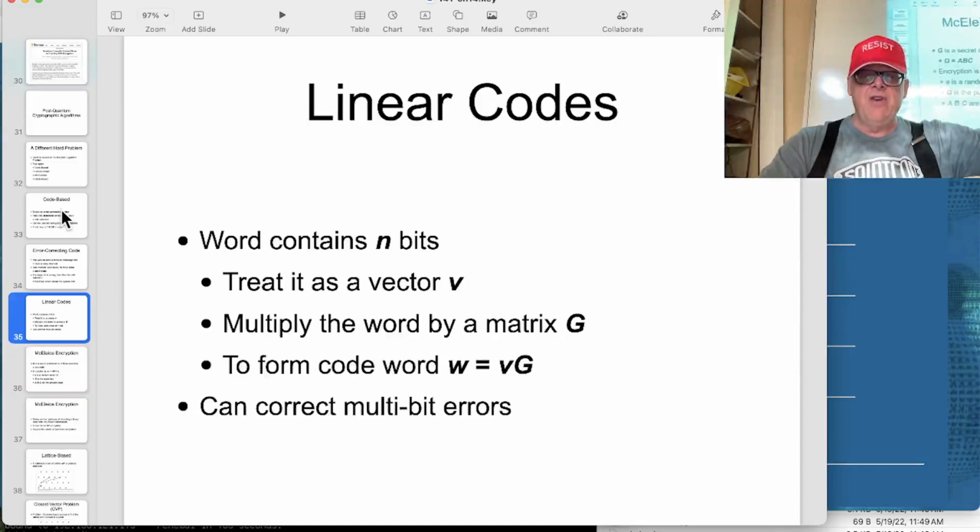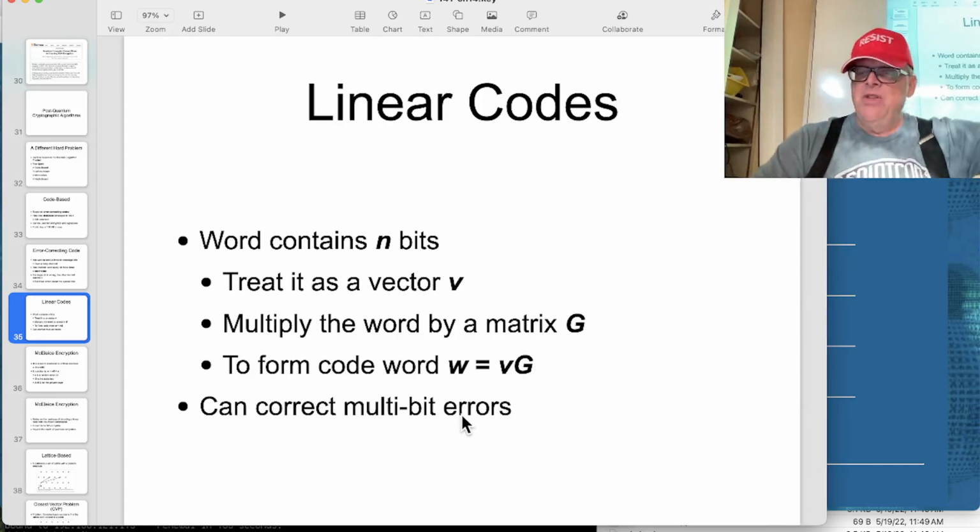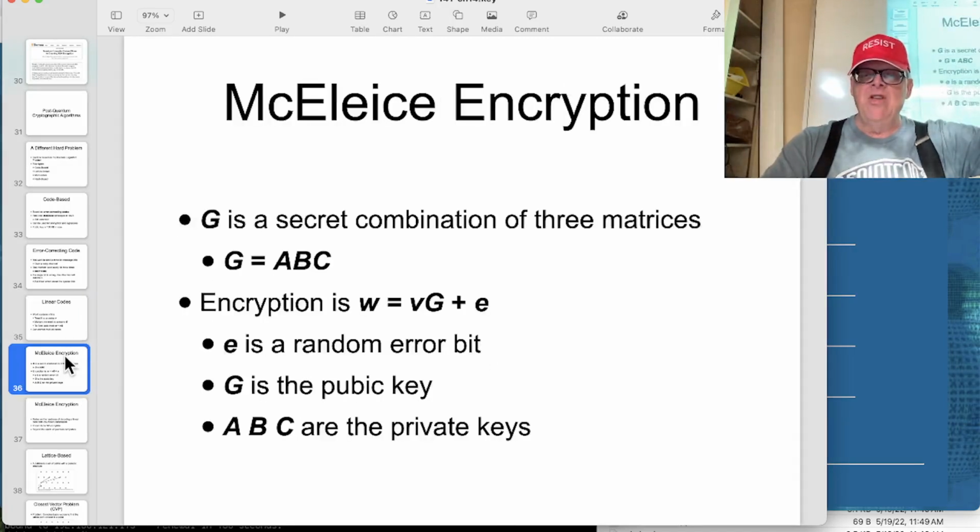So the next thing you can do is have a code where you treat it as a vector, multiply it by matrix G to form a code word. This can correct multi-bit errors. You're sending more total bits, but the total bits have repetitive, redundant information, so you can correct even for multi-bit errors. And here's McEliece encryption.